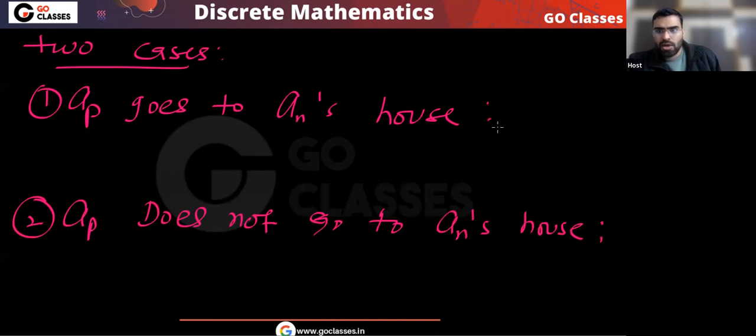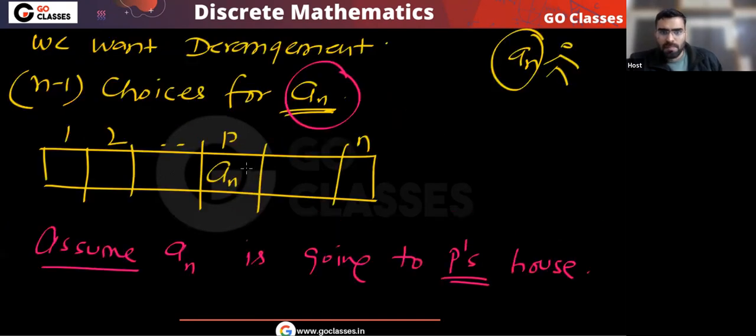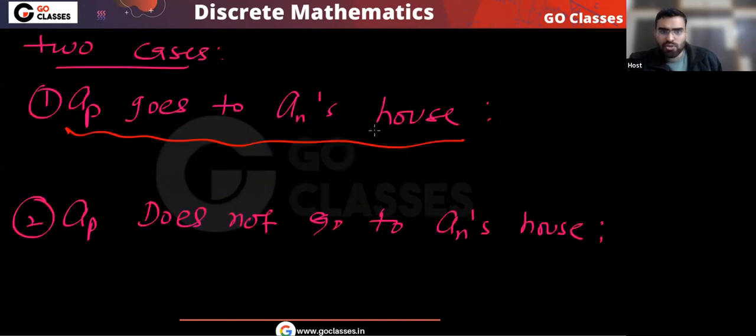Now tell me, if AP goes to AN's house, then what should be the answer? If AP goes to AN's house, see, AN is going to AP's house and AP is going to AN's house. So how many? AN minus 2. Very good, excellent. Because if AP is going to AN's house, then I need to count AN minus 2. This is what I need to count. What is another situation? AP does not go to AN's house.